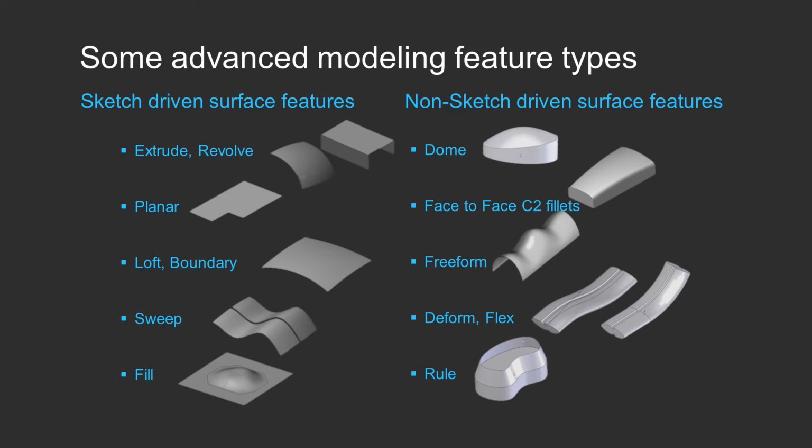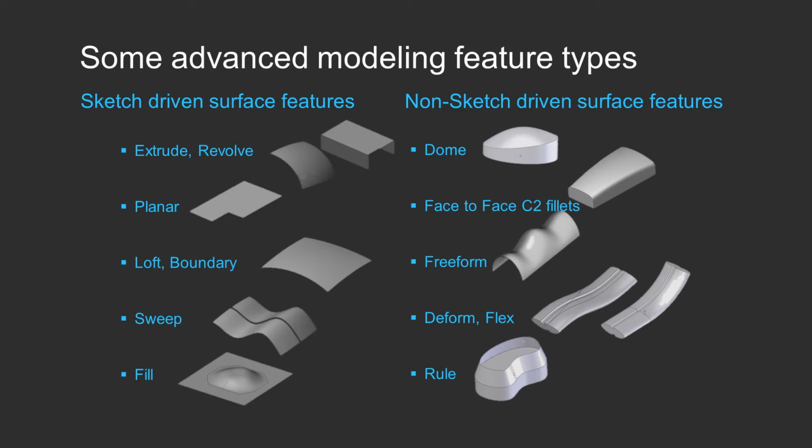And then the three powerhouses, if you will, are boundary, sweep, and fill. I'm not going to talk much about loft here because loft, for a lot of intents and purposes, is a legacy feature, and boundary has replaced it in almost every aspect. I'll talk a little bit more about that.